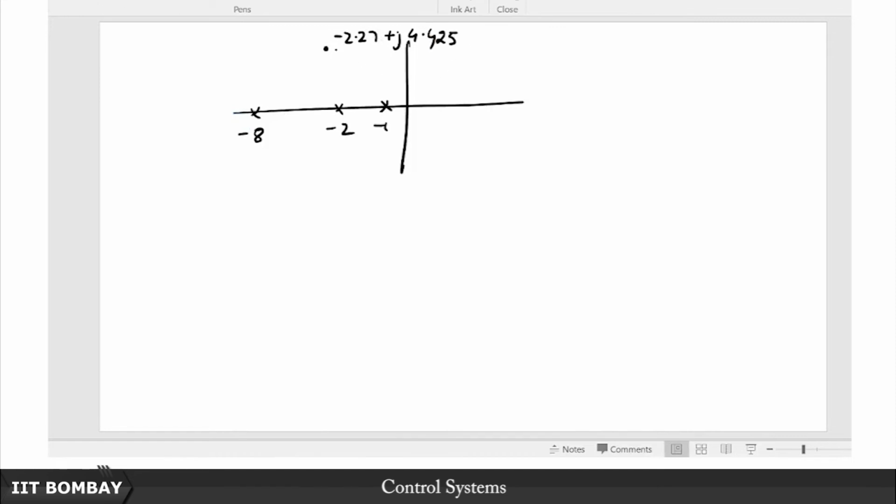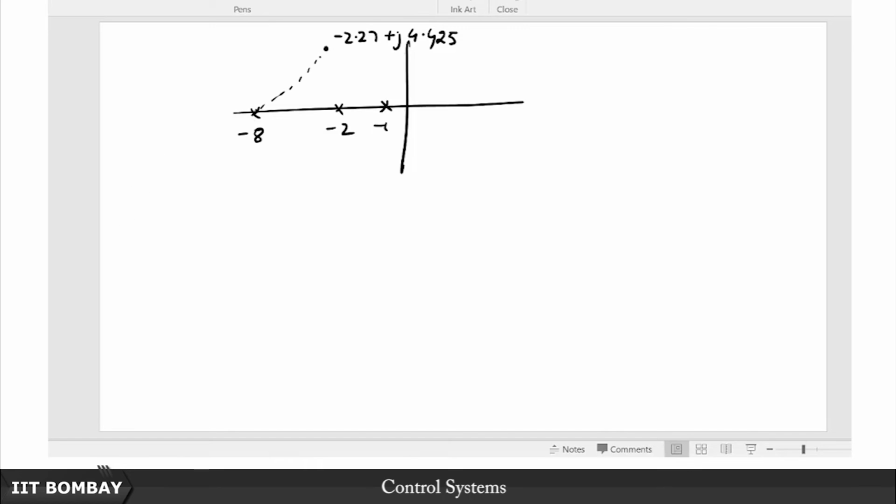4.425. This is the desired location. So at this point we must meet the angle criteria. In other words, we must place our lead compensator's pole-zero pair in such a way that it meets this angle criteria. So what's the first thing I do?